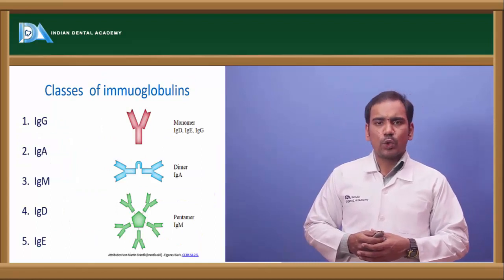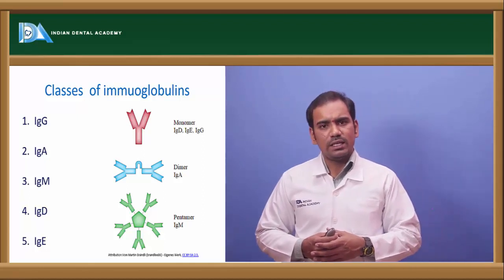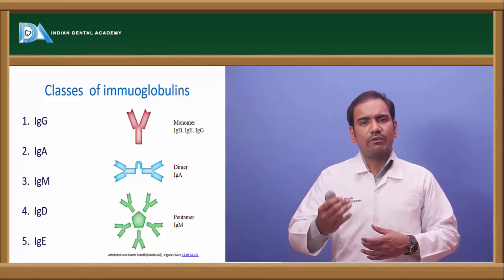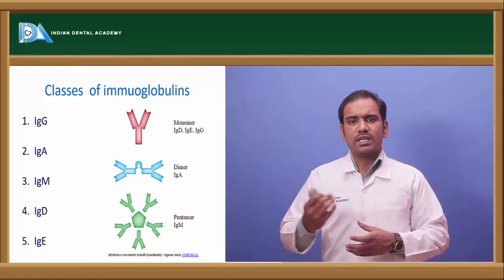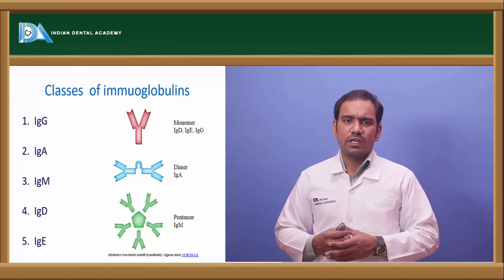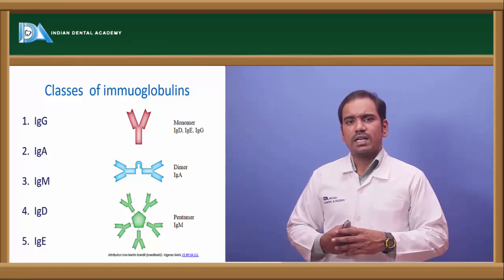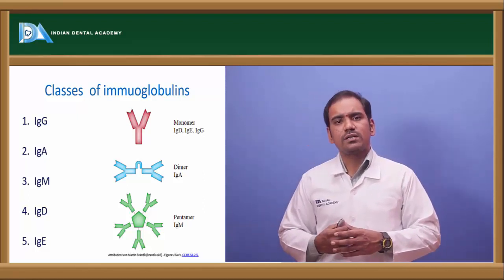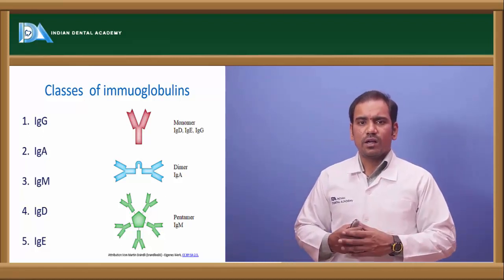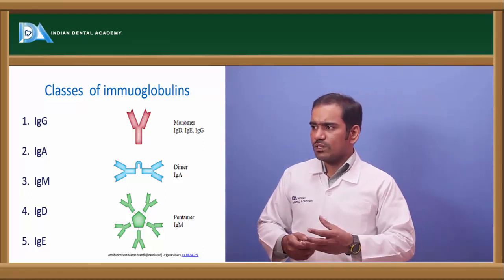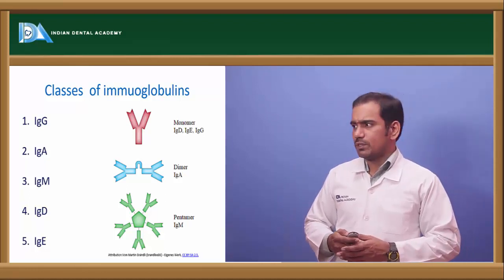Coming to types of immunoglobulins, there are 5 types: IgG, IgA, IgM, IgD and IgE. Based on the type of heavy chain present in them, we classify the immunoglobulins into 5 types. If the heavy chain is gamma, we call it IgG. If the heavy chain is mu, we call it IgM. If the heavy chain is delta, we call it IgD. If the heavy chain is alpha, we call it IgA. And if it is epsilon, we call it IgE. So IgA is alpha, IgE is epsilon. That's how, depending on the type of heavy chain, we classify the immunoglobulins into 5 types.